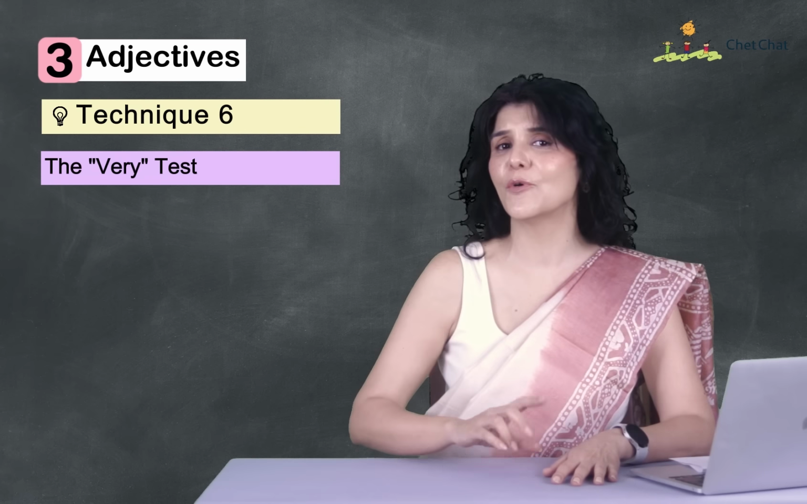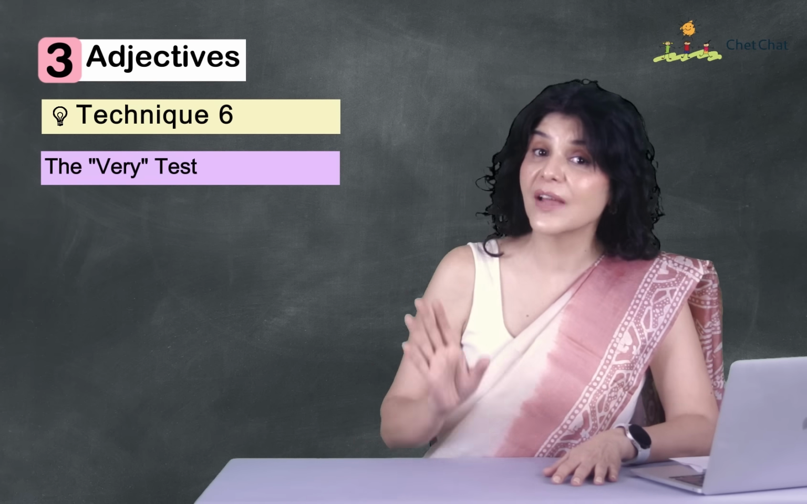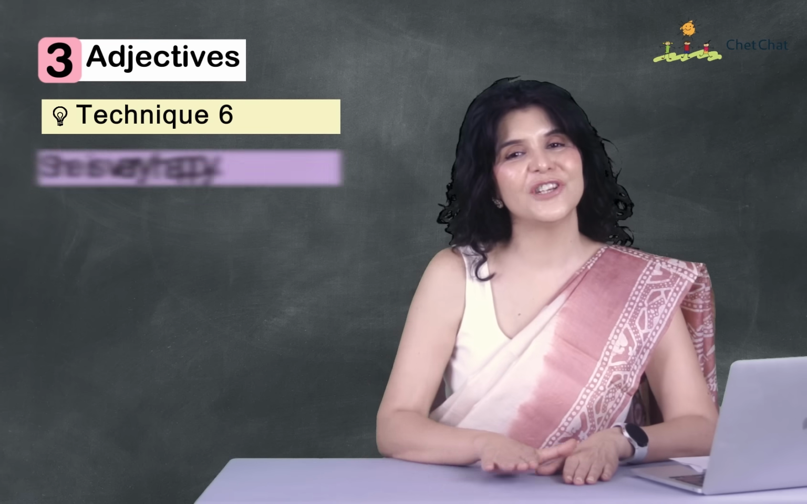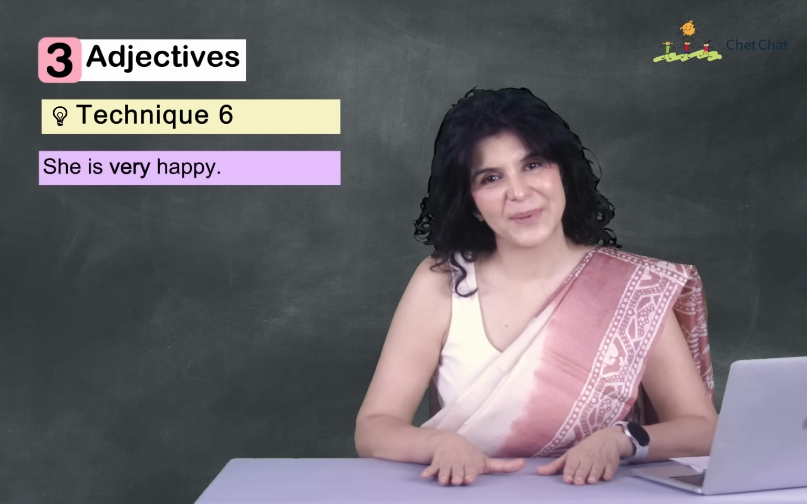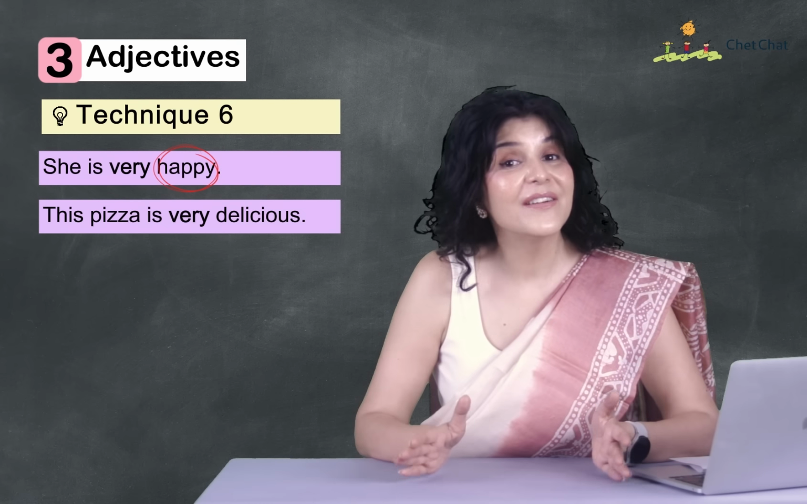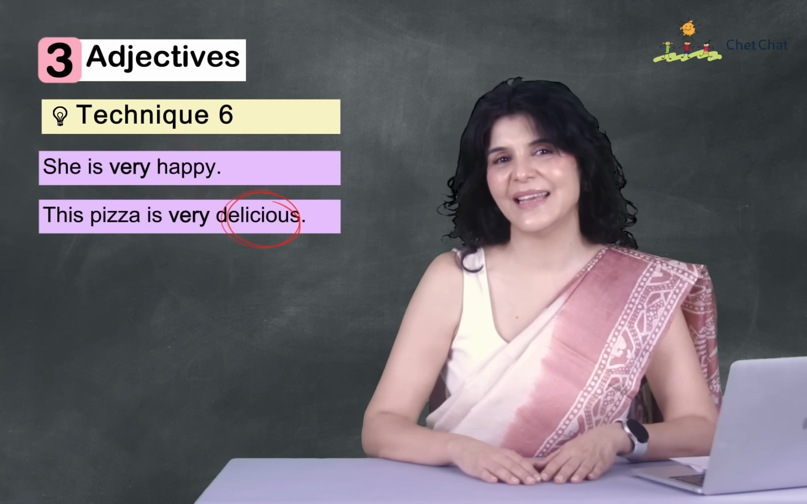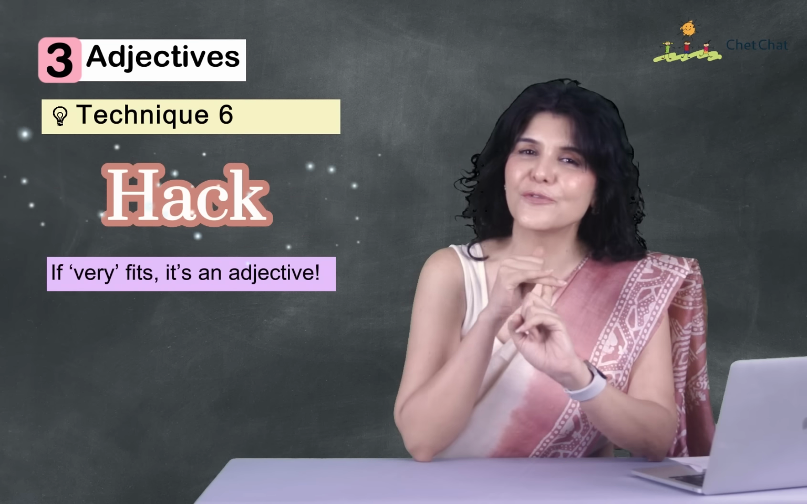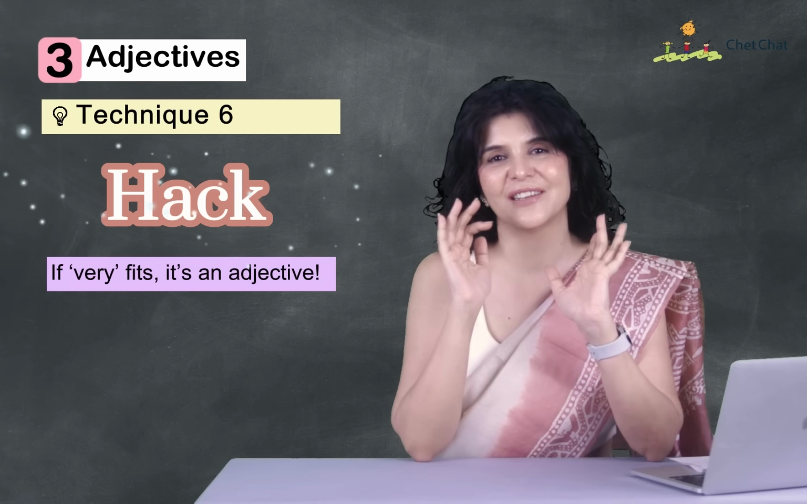Technique number 6, do the very test. It's similar to more and most. If you can add very before a word, it's likely to be an adjective. She is very happy. Happy is the adjective. The pizza is very delicious. Delicious is the adjective. So the hack is, if very, more or most fit, it is an adjective.